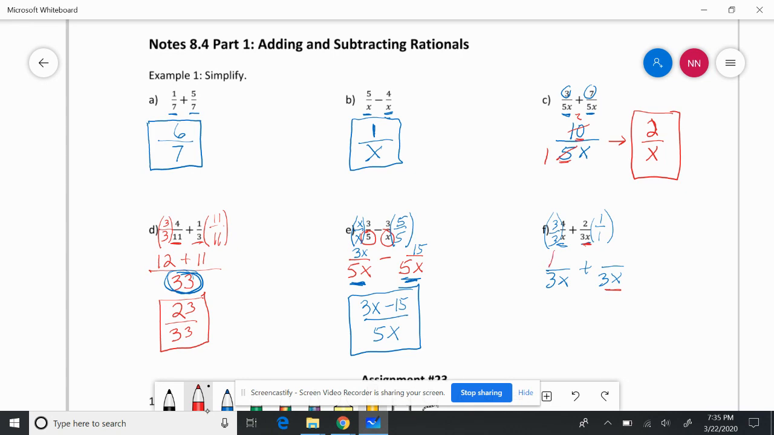So what we have is we have a 12 from 3 times 4, and then what we have is a 2. 12 plus 2 is 14 over 3x. And that right there is our answer.